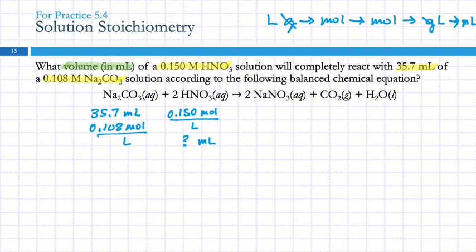We're going to do that little shortcut here because this is in milliliters, right? But what does milli mean? 1 times 10 to the minus 3. So 35.7 milliliters is the same as 35.7 times 10 to the minus 3 liters, because milli stands for times 10 to the minus 3. So that saves us a fraction.